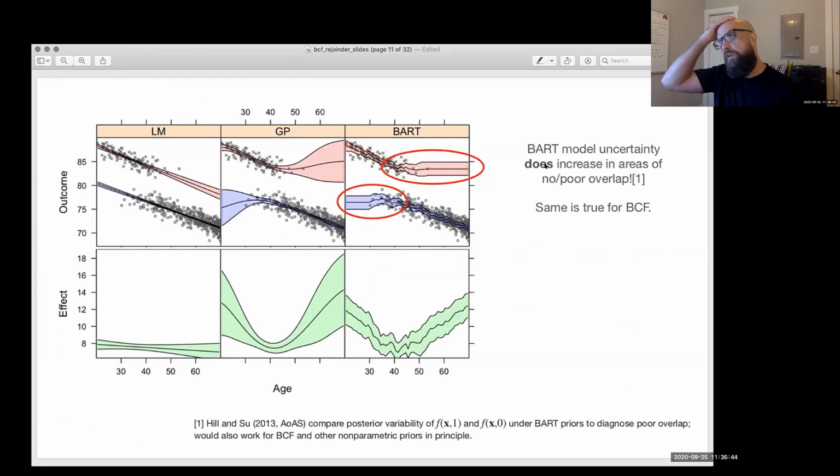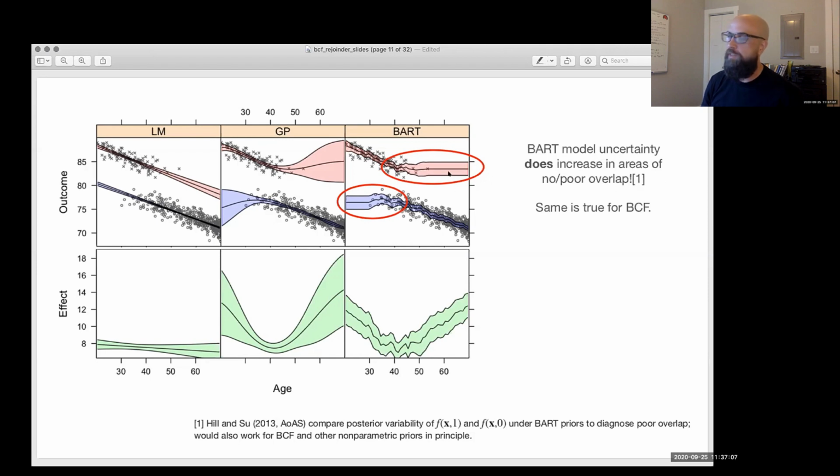I want to say a few words about how BART extrapolates here because I think there's actually some confusion about that. So BART model uncertainty does increase in places where we have no overlap or places where we have poor overlap, right? That's sort of obvious from this picture. Some people think that it doesn't increase at all, but it does. You see the picture. And in fact, this actually came up in the chat.